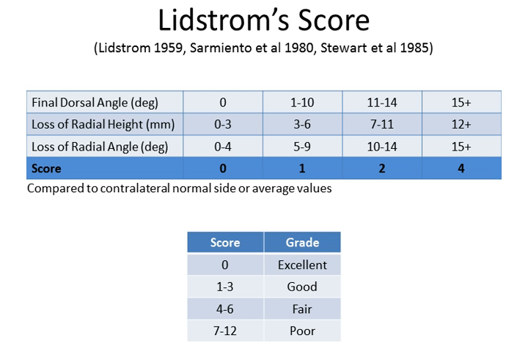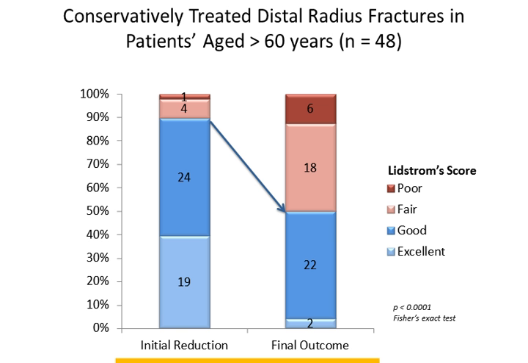Based on the parameters for dorsal angle, radial height, and radial angle, you can score it. Once you add up the scores, you can get the grade. So a score of 0 is excellent, and a score of 7 to 12 is considered a poor outcome. We have done this before, and we used the Lidstrom score, and reviewed 48 patients over a 1-year period, aged 60 years and above, with distal radius fractures which were conservatively treated.